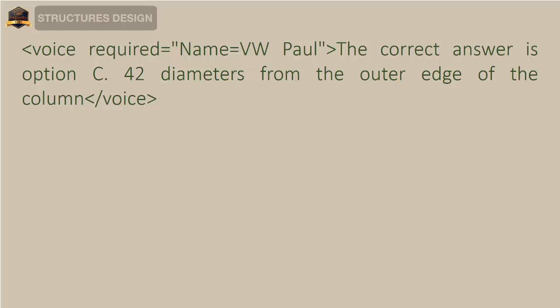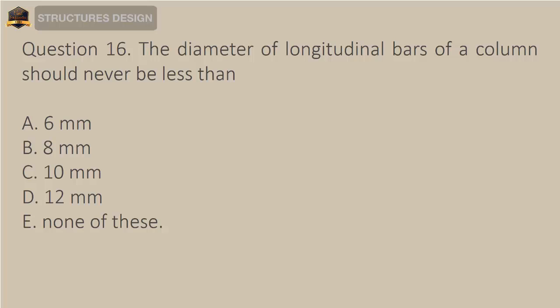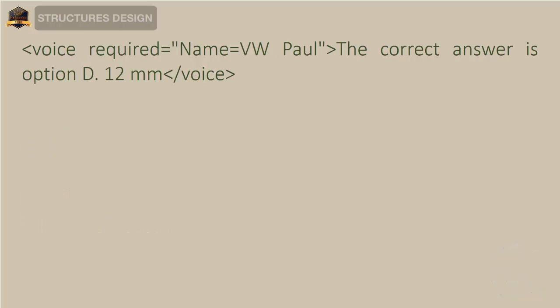Question 16. The diameter of longitudinal bars of a column should never be less than A. 6 mm, B. 8 mm, C. 10 mm, D. 12 mm, E. None of these. The correct answer is option D. 12 mm.